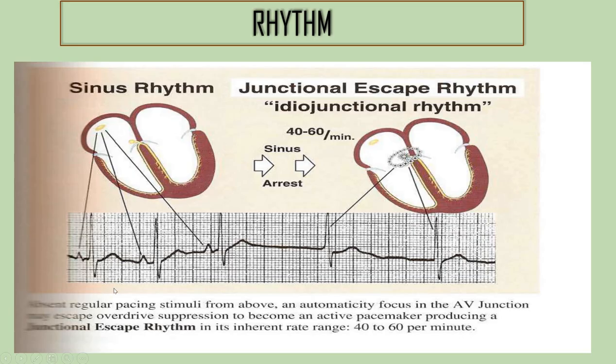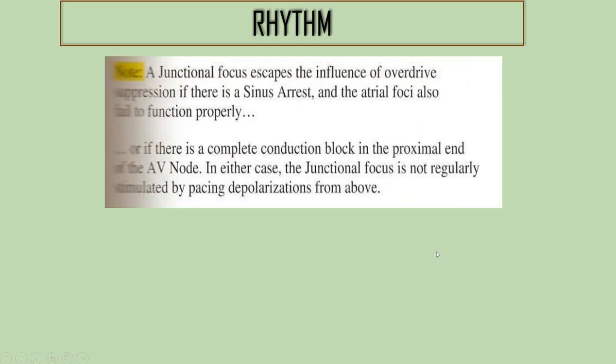Junctional escape rhythm, or idiojunctional escape rhythm, has a rate of 40 to 60 per minute. Absent regular pacing stimuli from above, an automaticity focus in the AV node junction may escape overdrive suppression to become an active pacemaker, producing a junctional escape rhythm in its inherent rate range of 40 to 60 per minute.